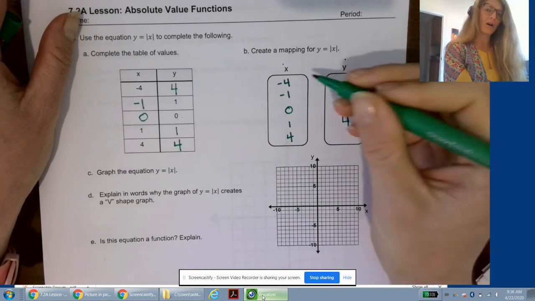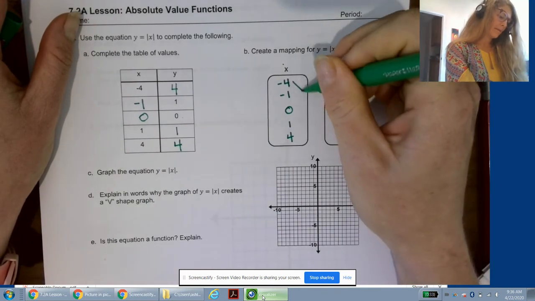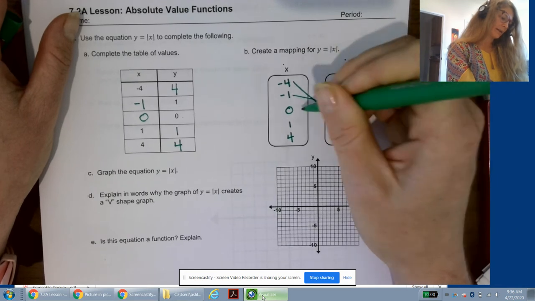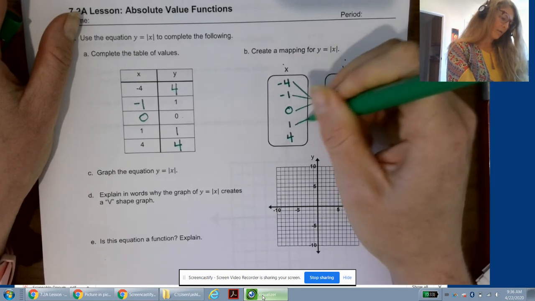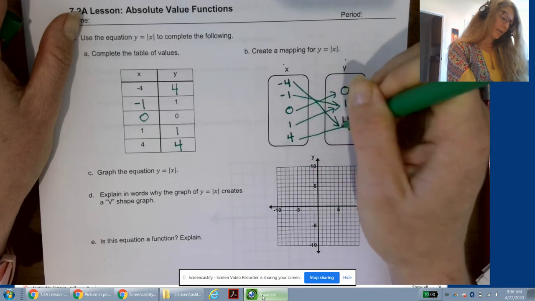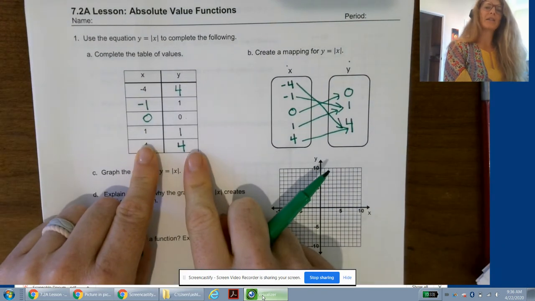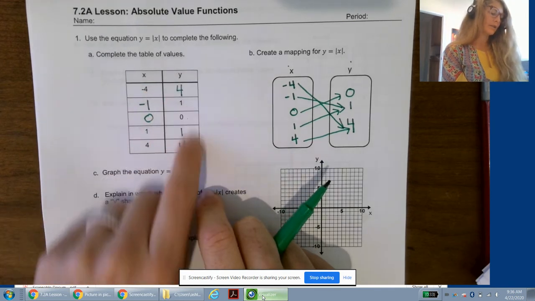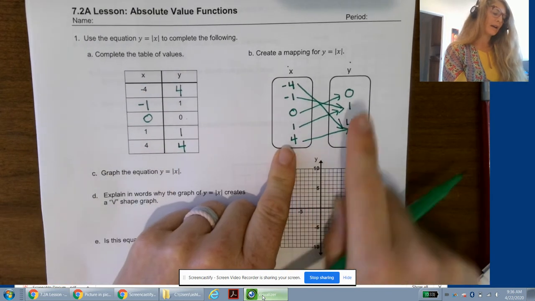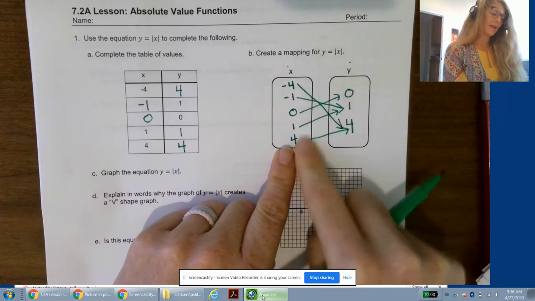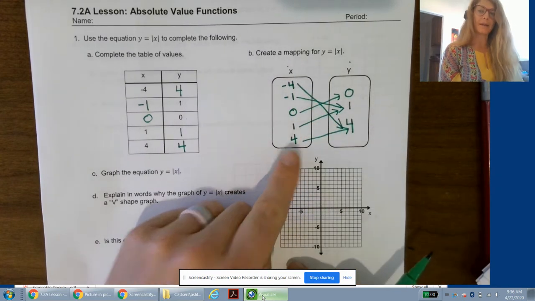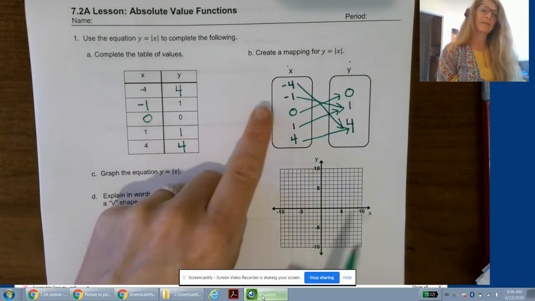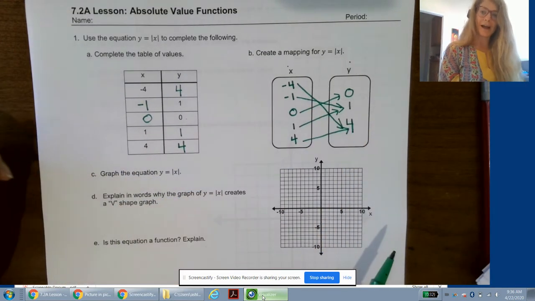And then I'm going to draw directional arrows. -4 is mapped to 4. -1 is mapped to 1. 0 is mapped to 0. 1 is mapped to 1. And 4 is mapped to 4. So just looking at our table, we know that this is a function because every input has its own unique output. And here in our mapping, every x value only has one line coming from it, which means every x value corresponds with just one y value. Given my x, I can determine the unique y value.